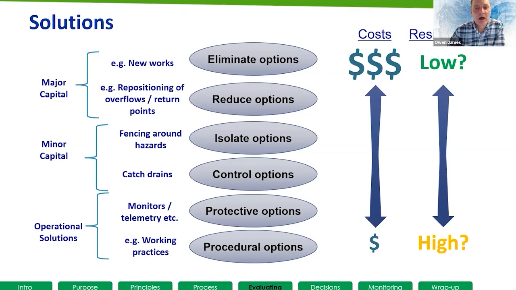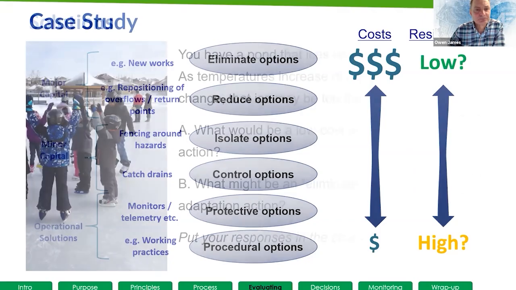So this is part of the challenge around determining risk management options. Do we go for the big dollar stuff with a very low residual risk? So there could be an affordability challenge there. Or do we go for the low dollar stuff? We can do this today, tomorrow, but there could be a higher residual risk. So it's not a straightforward conversation.